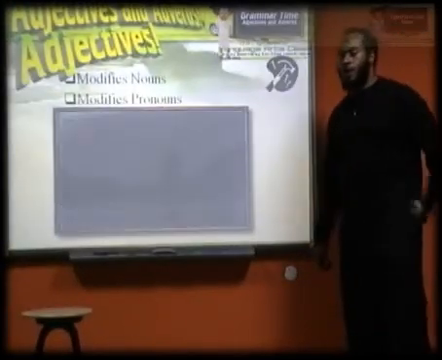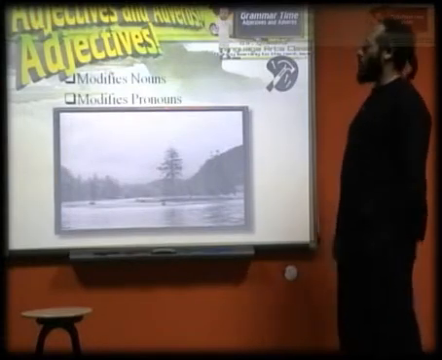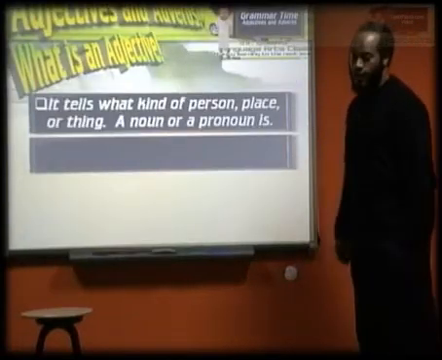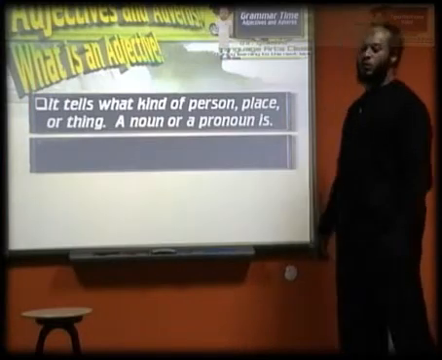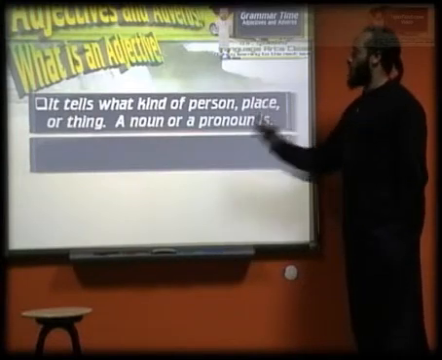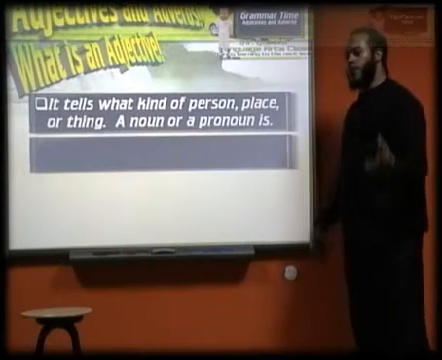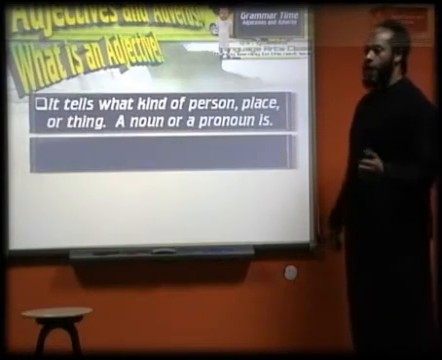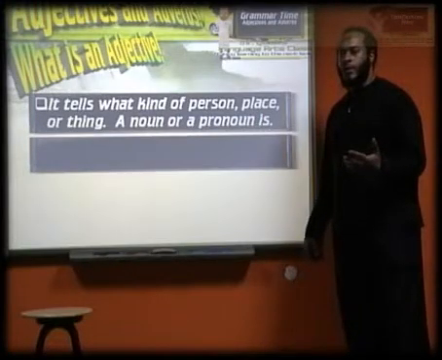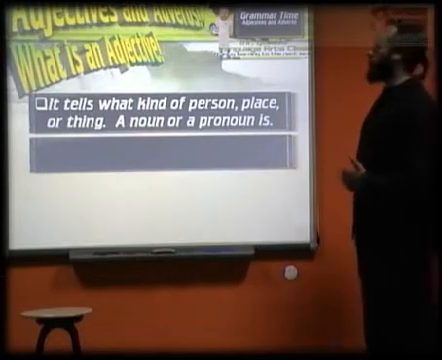They also modify pronouns. And in modifying pronouns, we need to really understand why and what that's about. Okay, what is an adjective? And this is a very easy definition. You might want to put this in your notes somewhere. It tells what kind of person, place, or thing. Because when you just mention a person, place, or thing in your sentence, to make your sentence more interesting, you want to give some type of specific detail about that particular thing. And using adjectives does that.